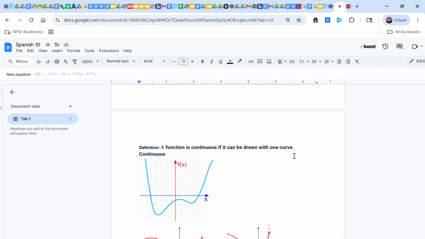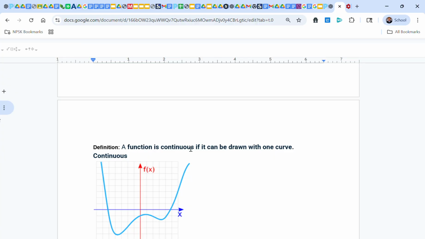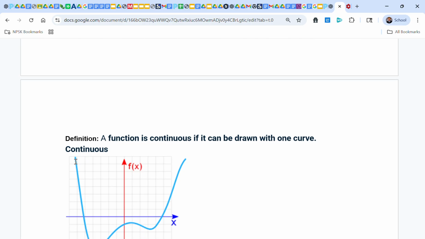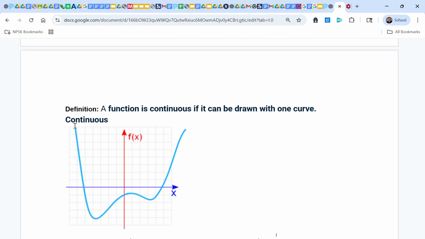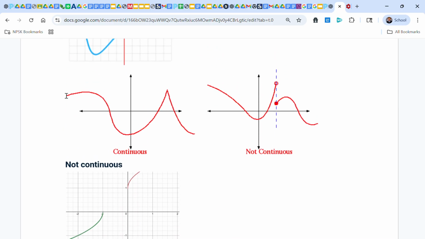Then I want to talk about what continuous functions are. Well, we can go into the exact definition of continuity, but it would be such an overkill. So a function is continuous if it can be drawn with one curve. A continuous function is something where I can place my pencil down once and then continue drawing it smoothly throughout the entire thing. If I look over here, this is a continuous function. I can take my pencil and draw this whole object.